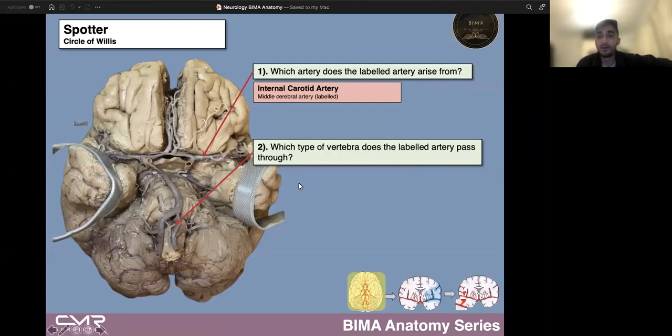Great. And for part two, which type of vertebra does the labeled artery pass through? Think about the different types of vertebra which exist and which type of vertebra these arteries go through. Again, you have 10 more seconds to answer this question.